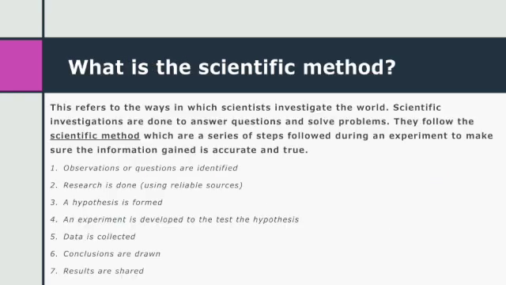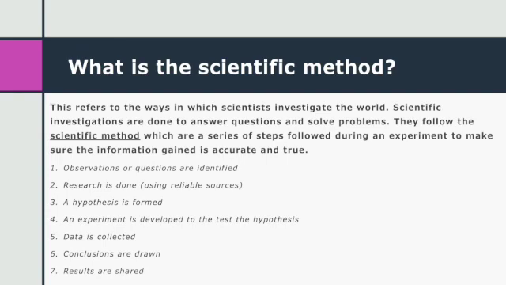So let's cover this question first. What is the scientific method? This refers to the ways in which scientists investigate the world. Investigations are done to answer questions and to solve problems. Scientists will usually follow the scientific method, which is a series of steps that are followed to make sure that the information gained in an experiment is accurate and true.